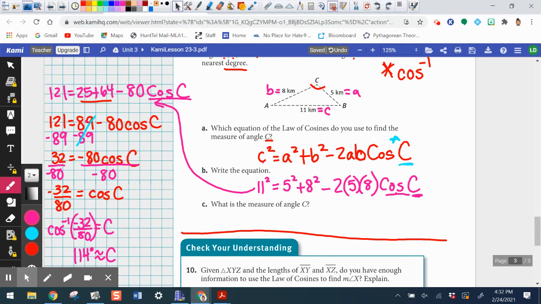Well, I told you back here we need to get cosine of C by itself. And this is negative 80 times the cosine of C. A lot of students are going to want to add 80 on both sides, but this is negative 80 times the cosine. So to undo that multiplication, we divide both sides by, in this case, negative 80.